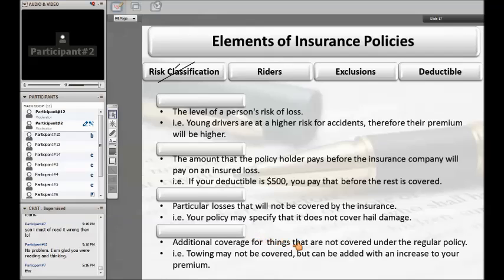So riders are additional coverage for things that are not covered under the regular policy. So say there was an exclusion and it said it didn't cover hail damage, maybe you could get a rider and you could pay extra and then it would cover hail damage. Another example would be towing may not be covered under your auto insurance, but a lot of times you can add that, but you would pay a little extra on your premium. All right, any questions?